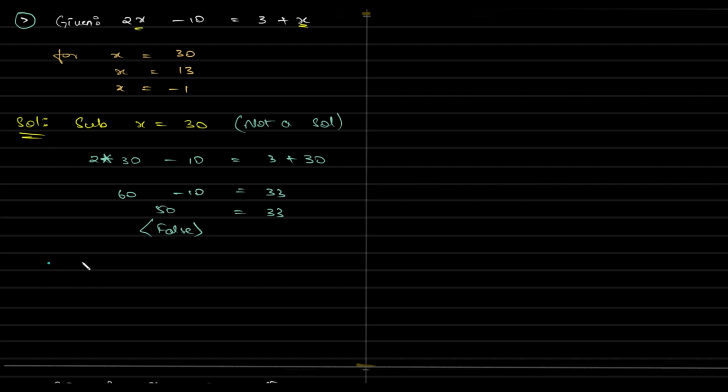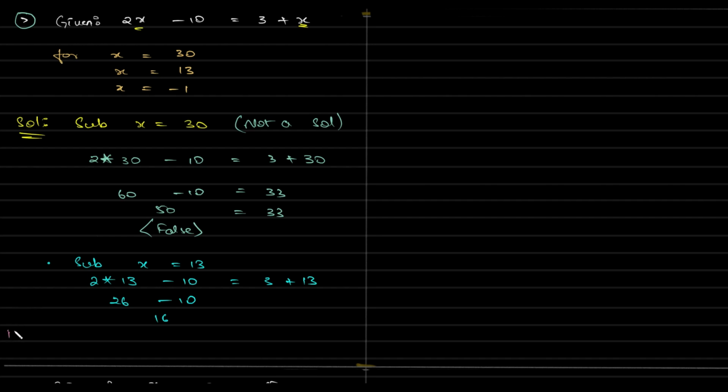Now substitute x is equal to 13. So 2 into 13 minus 10 is equal to 3 plus 13. So this is 26 minus 10, and the answer here is 16. Right? How did I do this?